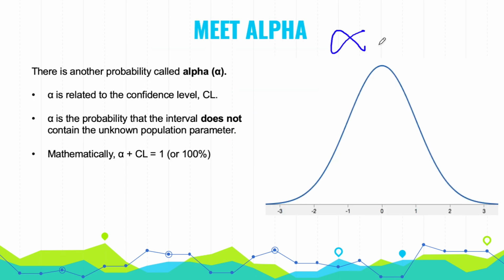There's another probability to know called alpha, and it's related to the confidence level, which we often write as CL. We've been working with that 95% confidence level, right?